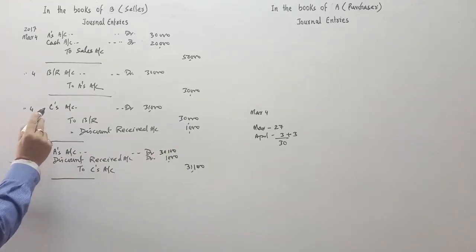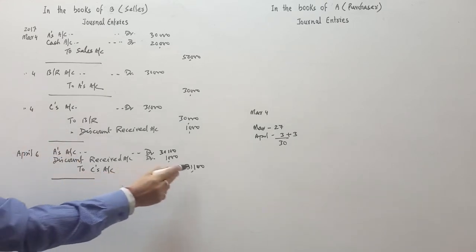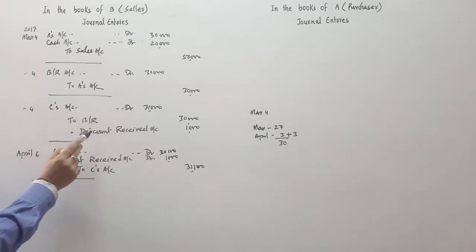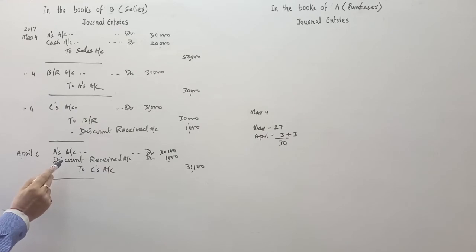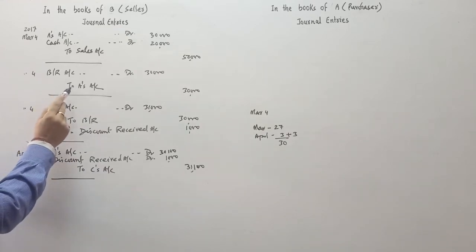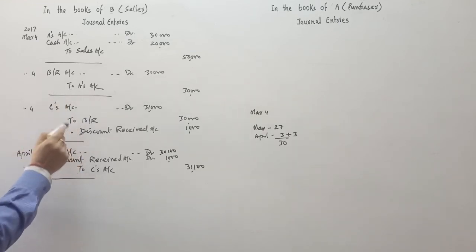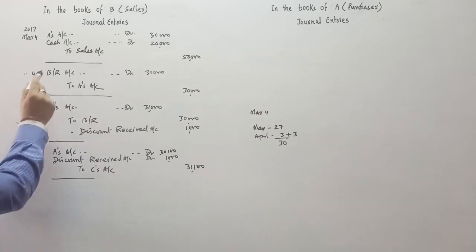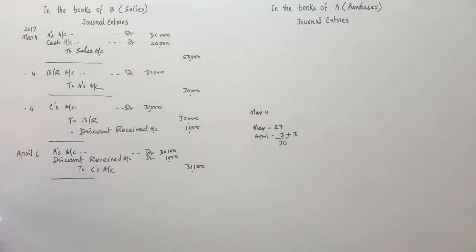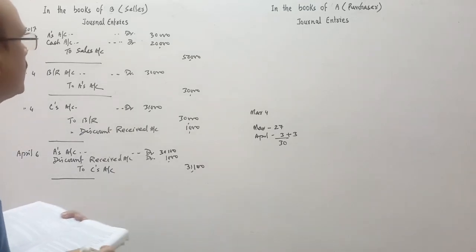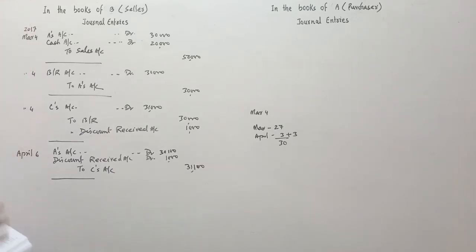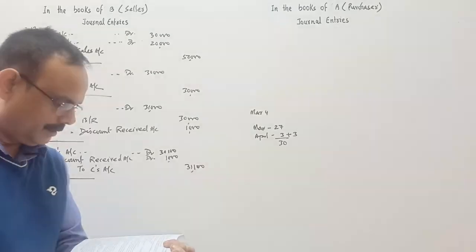C's account will be cancelled, including the noting charges. Discount will be cancelled, okay, and A's account, this amount will be cancelled by debiting. Bills receivable is already cancelled in these two entries. So this is the entry for dishonor. Okay, on April 6th, we will do the entry for dishonor this way.